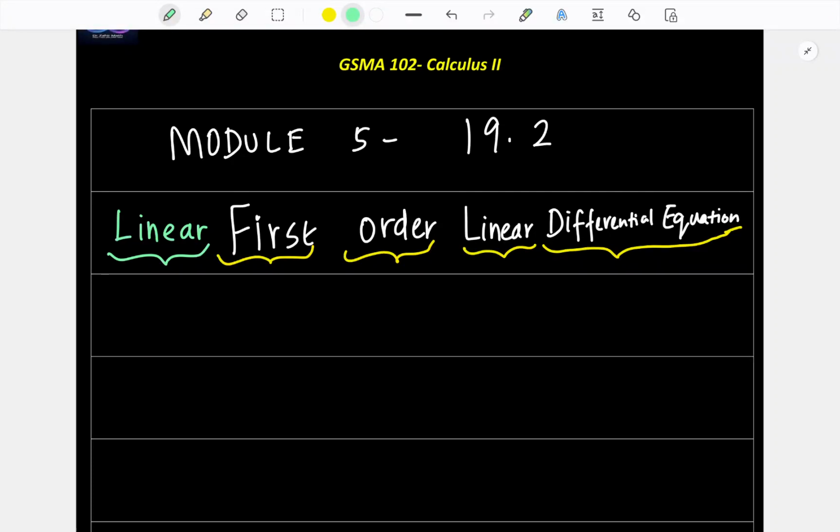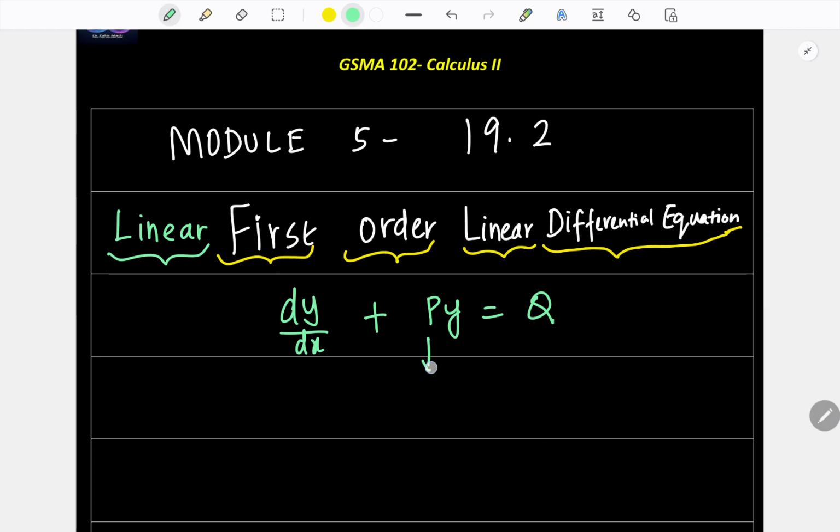In this video, I'm going to teach you exercise 19.2, which is in module 5, linear first order differential equations. What do you mean by linear first order differential equations? It means the equation can be written in the form dy/dx + py = q. If the differential equation is in the form dy/dx + py = q, then that differential equation is a linear first order differential equation.